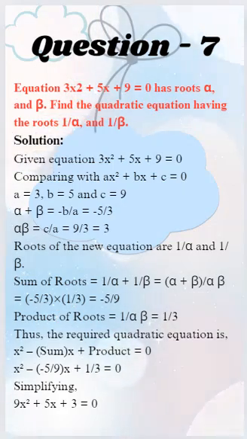Sum of roots equal to 5 by 9. Product of roots equal to 1 by 3. So the new equation is x square minus (sum) into x plus product equal to 0. We get 9x square plus 5x plus 3 equal to 0 as the new equation.